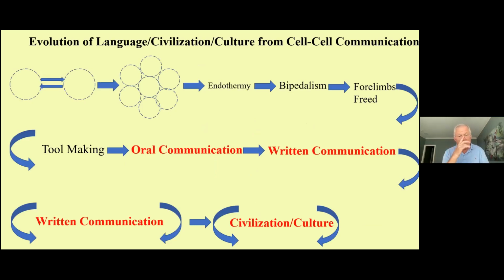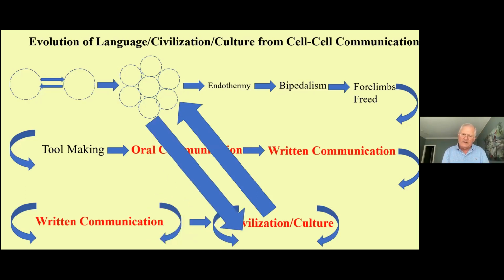And here's a little more complicated way of looking at it, but again, it's the same flow from unicell to the multicellular organism to warm-bloodedness and bipedalism, forelimbs being freed, leading to tool-making, oral communication, written communication, and then written communication giving rise to civilization and culture. And then if you hit this button again, that's referring back to the formation of complex organisms. And if you hit it again, Peter, you get this reverberation of this process iteratively going over and over again, generating social systems largely through cellular evolution and niche construction. So next slide.